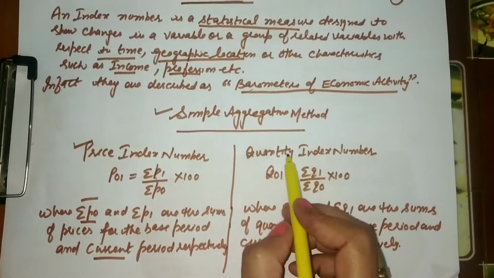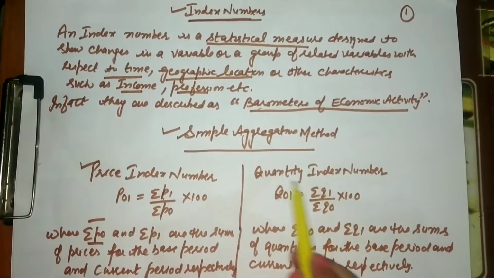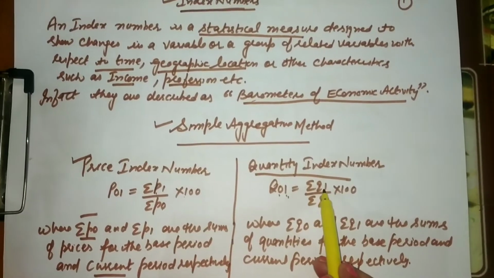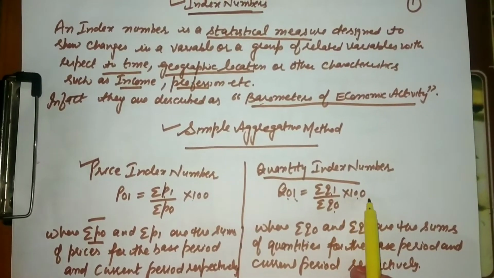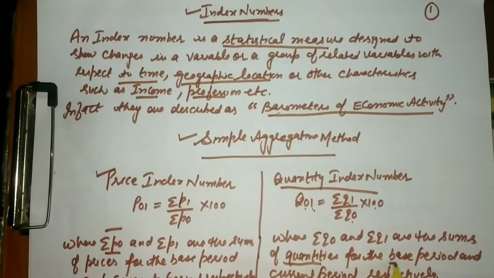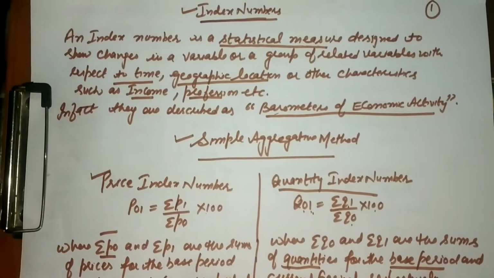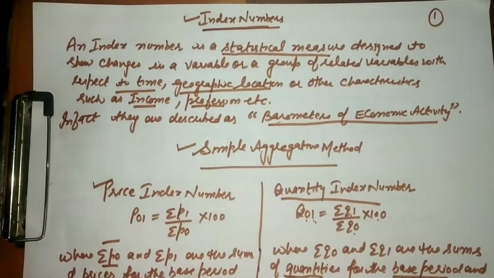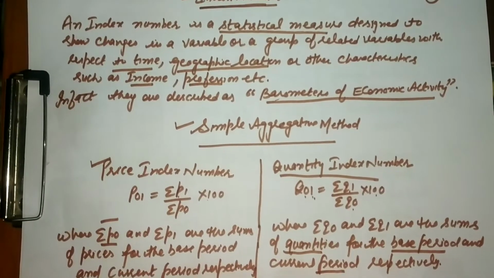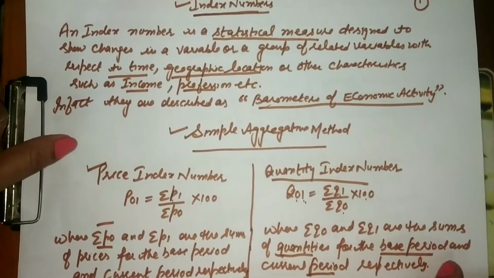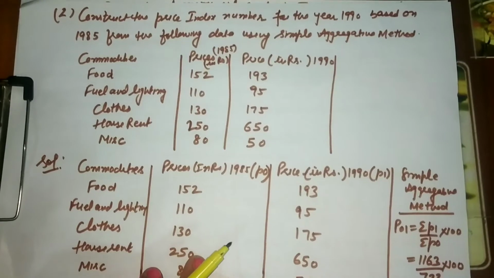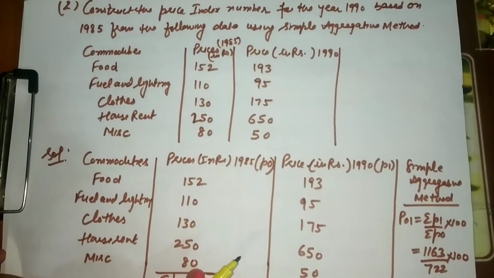Similarly, we can also find the quantity index numbers. The formula is Q01, 0 for base year, 1 for current year, sigma Q1 over sigma Q0 into 100. Similarly, sigma Q0 and sigma Q1 are the sums of quantities for the base period and current period. That means the base period, we can also say the previous period, can be 2000, it can be 1990, and the current period is 2021, the latest we can talk about.